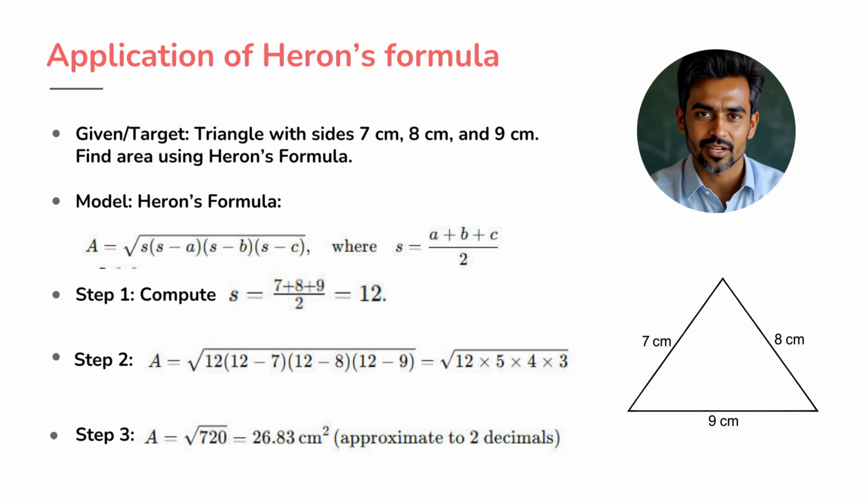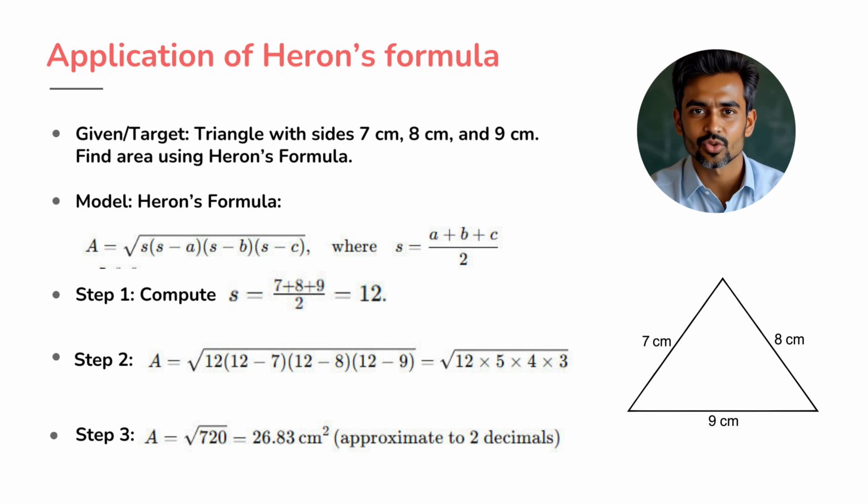Next, plug values into the formula. Area equals square root of 12 times (12 minus 7) times (12 minus 8) times (12 minus 9). Let's calculate inside the brackets. 12 minus 7 is 5, 12 minus 8 is 4, and 12 minus 9 is 3.